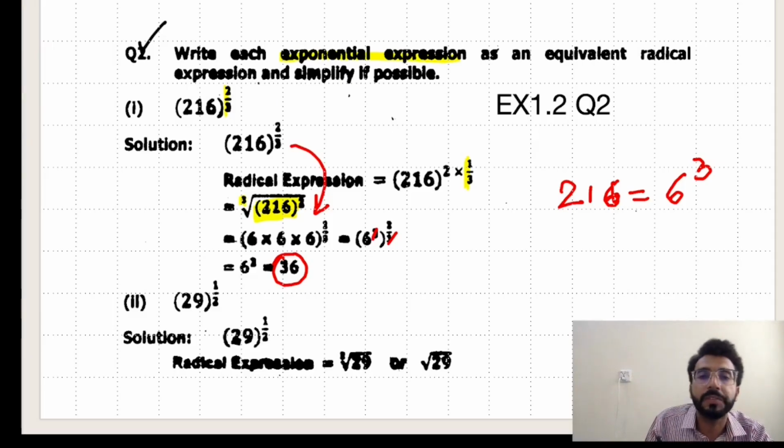In part number 2, 29 exponent is 1 by 2 is given here. Exponential form is given. We write it as radical form. What do we get? We get the square root. What will the answer become? It's 1 by 2. It becomes square root.